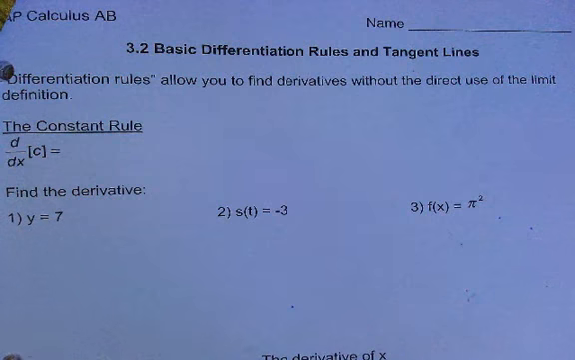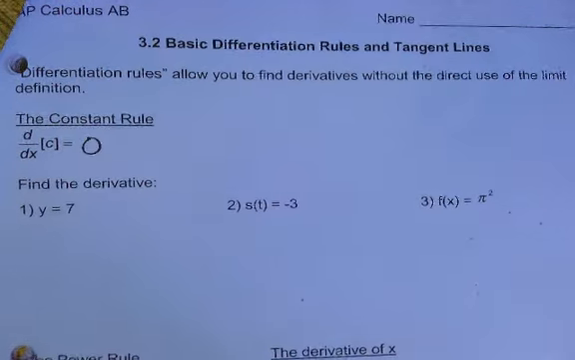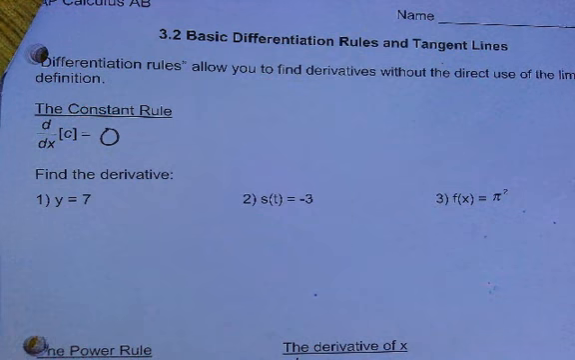So the constant rule, the derivative of a constant. Let me remind you, derivative means slope. What's the slope of a constant? It's 0. The slope of a constant is 0. So, to find the derivative.